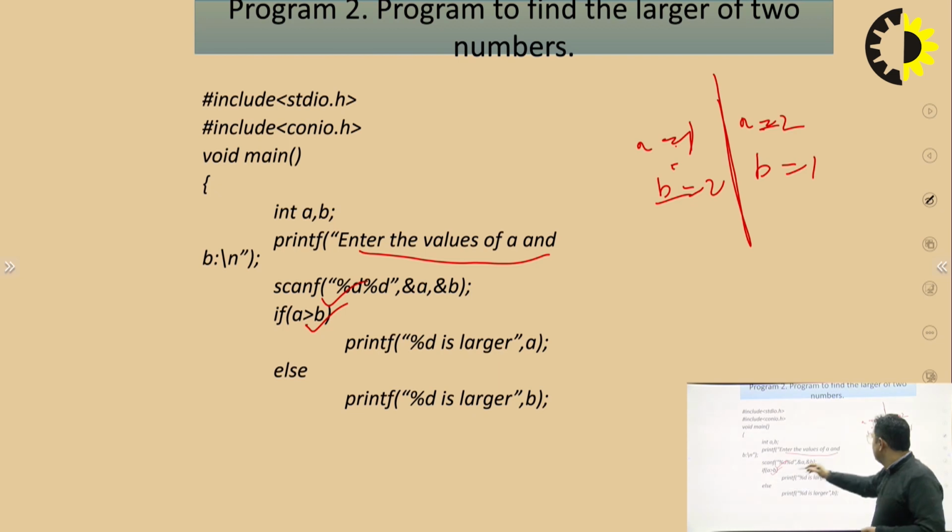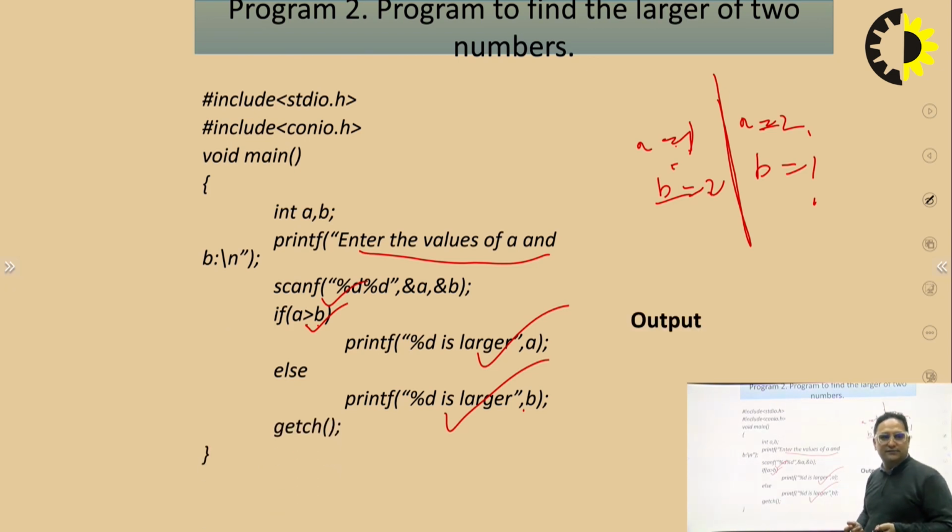Is A greater than B? No, so false. B is larger, correct? Now put these into this program. If A is greater than B, of course, based on the inputs, yes, true. So A is larger. So this is how the conditions are getting executed in the program.